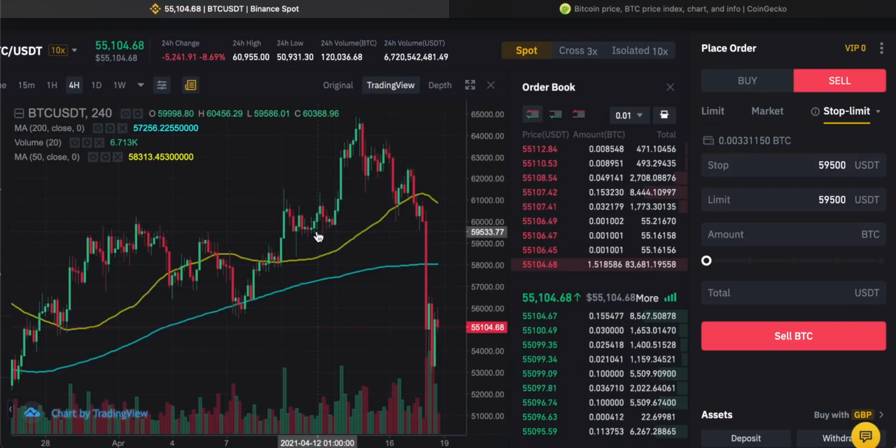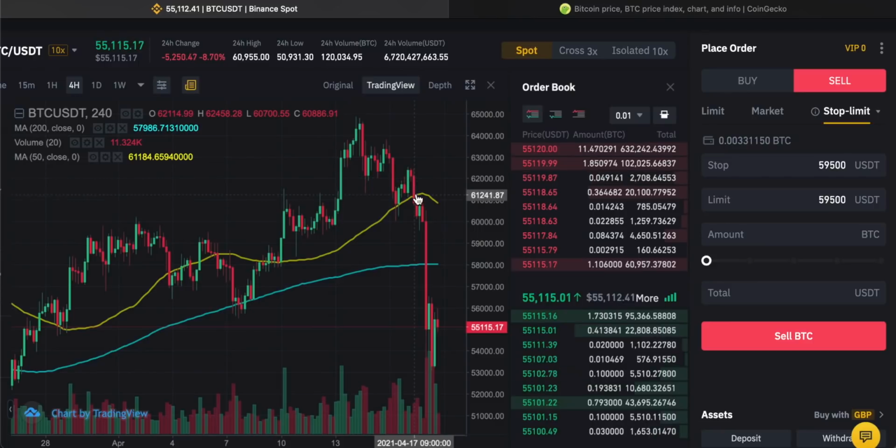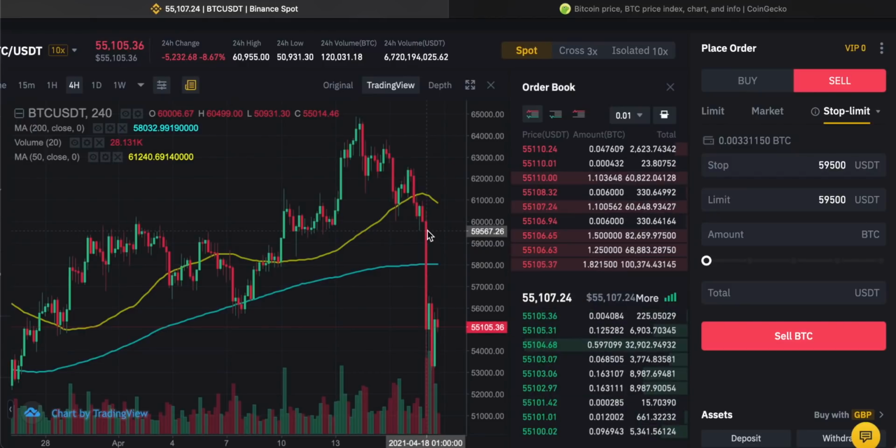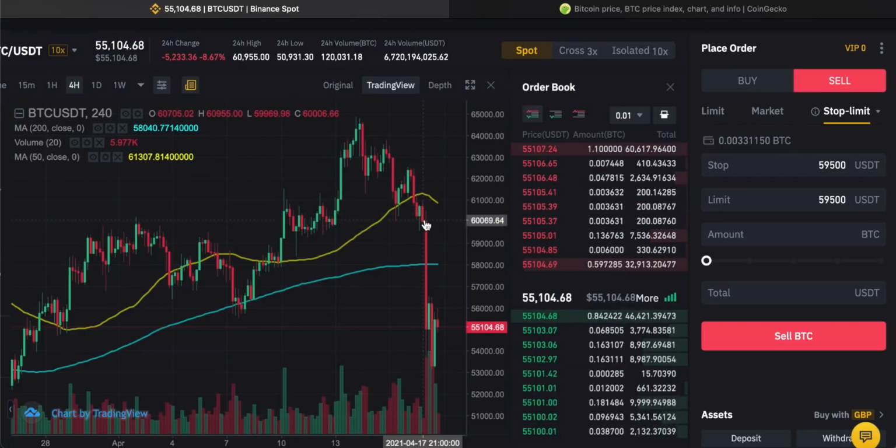Now you're going to be making a loss from this trade. You would have got in around 61 or 60, 60 and a half, and then sold at 59 and a half. You would have made a loss, but you would have been stopped out, meaning your loss would have stopped. So yeah, you did make a small loss, but then obviously look at this big loss that you would have had.